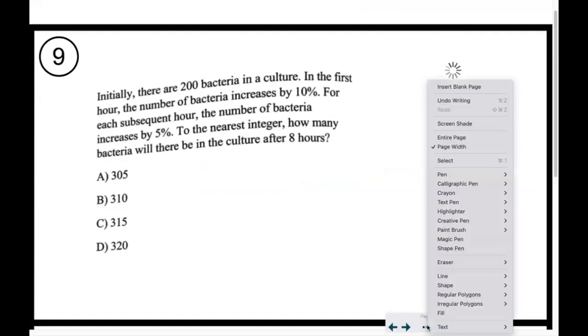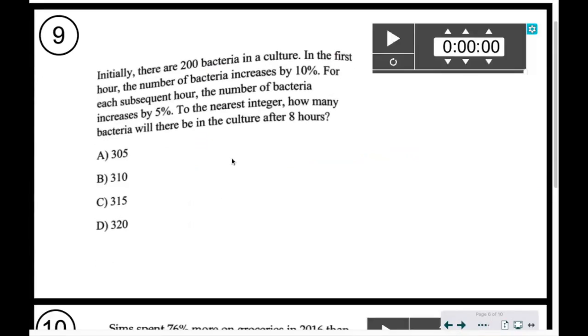percentage problems. Okay, so we initially have 200 bacteria, and in the first hour, it increases by 10%. So again, if we're starting at 100% and increasing by 10%, that means we're taking 110% of it, which really is just the decimal 1.1. Or again, I'll put the 0 just so we can see the 10 there. So this would be after the first hour. And then each subsequent hour, it increases by 5%.